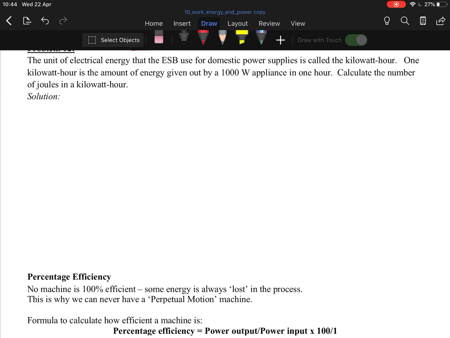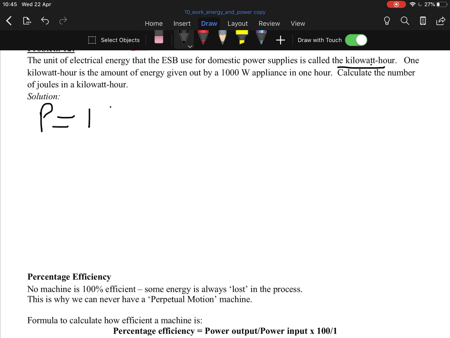All right, so the last thing we look at here, the unit of electrical energy the ESB used for domestic power supplies is called a kilowatt hour. 1 kilowatt hour is the amount of energy given out by a 1000 watt appliance in 1 hour. Calculate the number of joules in a kilowatt hour. Oh, there's a lot of information kind of handed there. So we're looking for a kilowatt hour. So what is a kilowatt? Kilo means 1,000. All right.